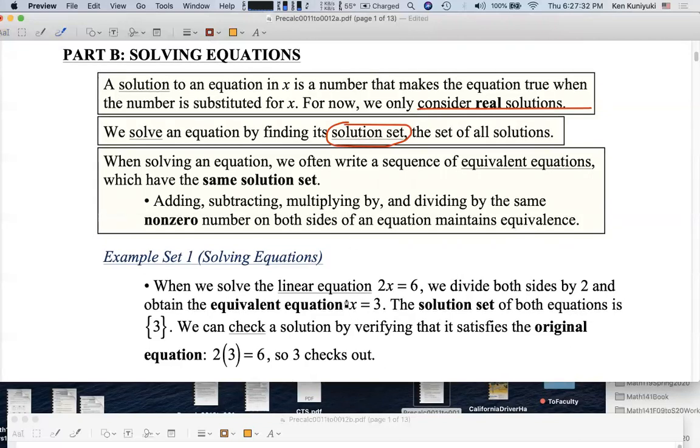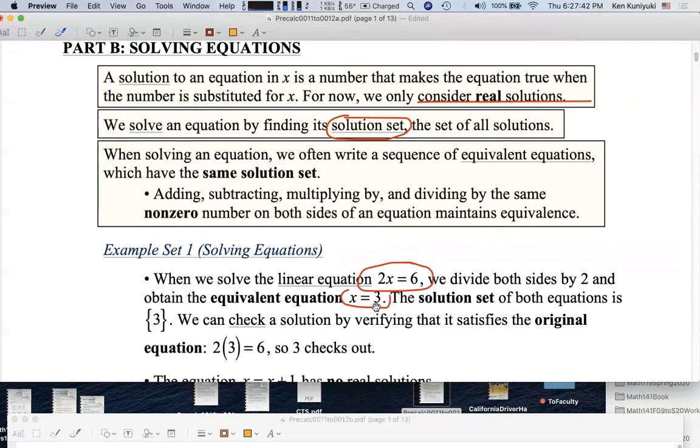So for example, if you're asked to solve the equation 2x equals 6, there's only one real solution to that, x equals 3. Well, 3 is the sole solution. Our solution set consists of the sole number 3. We can check it out if we want. Plug in 3 for x, and it checks out, 6 equals 6.